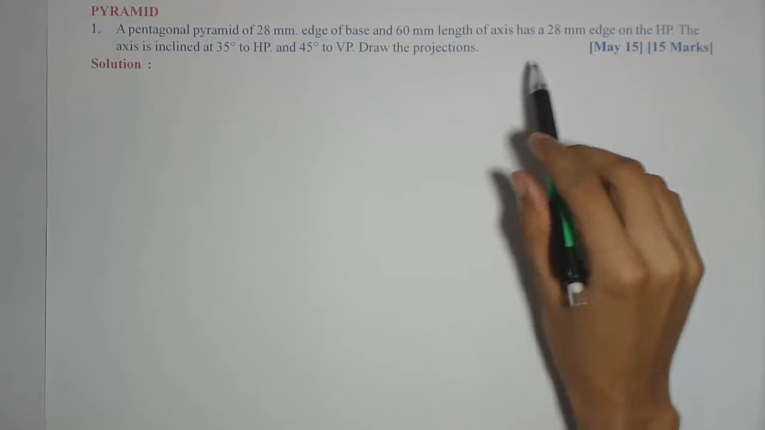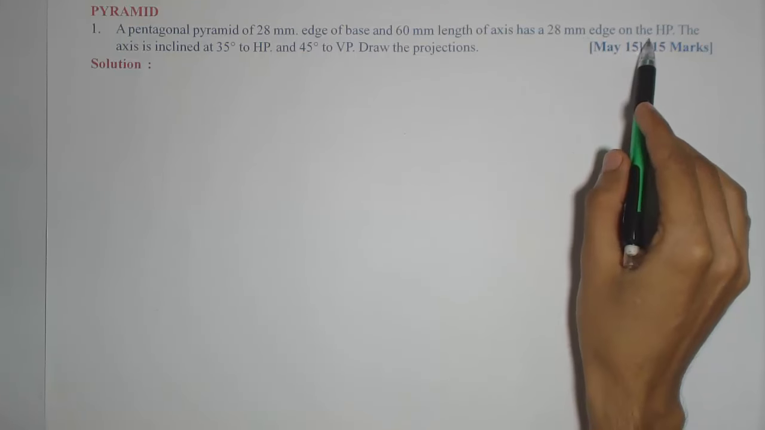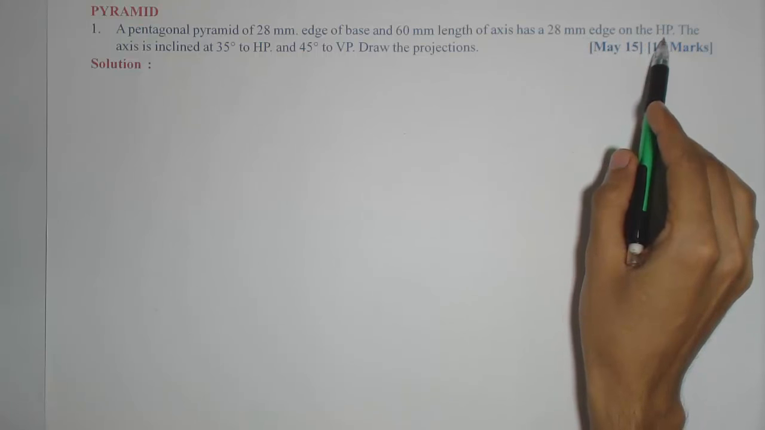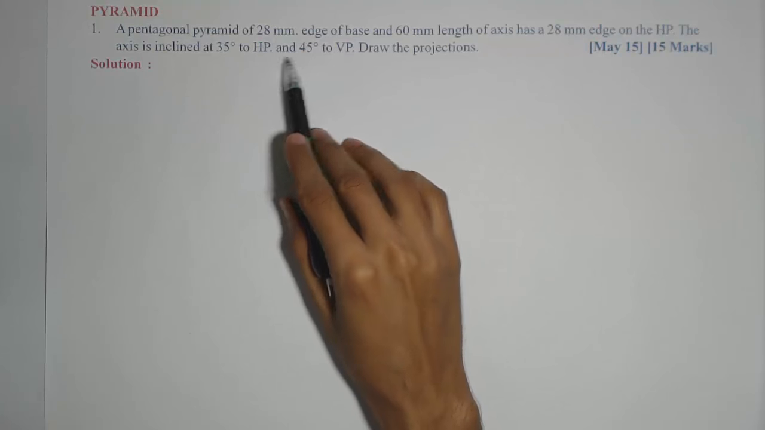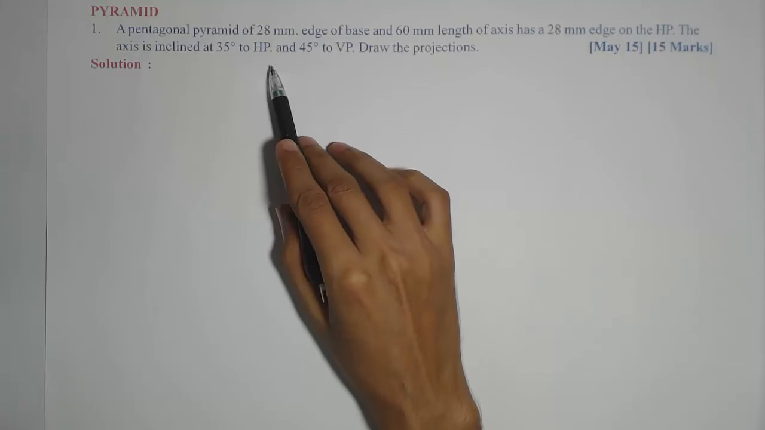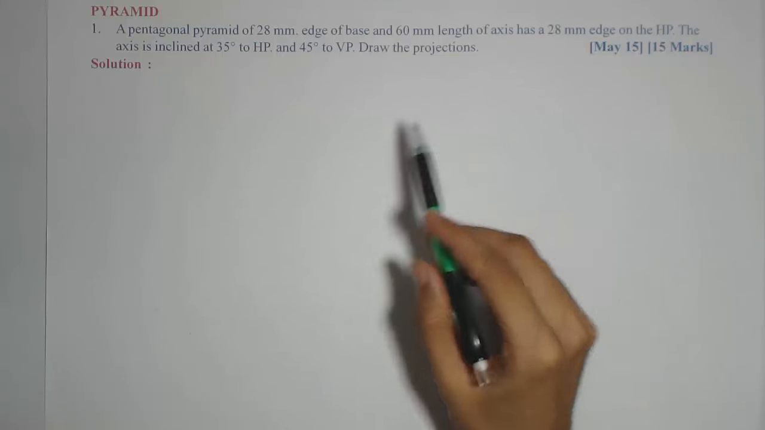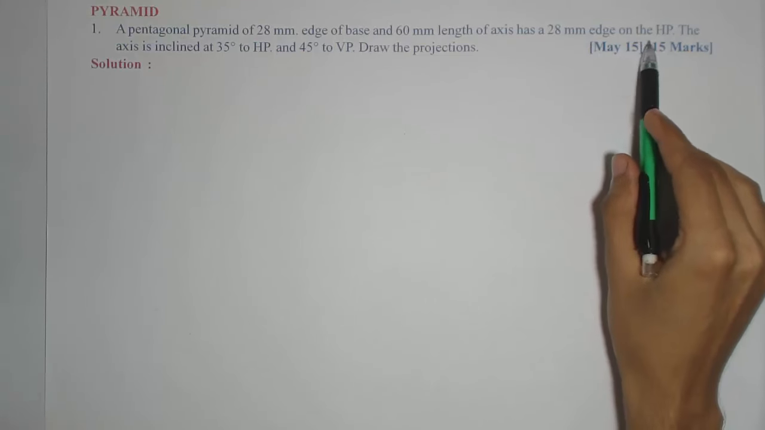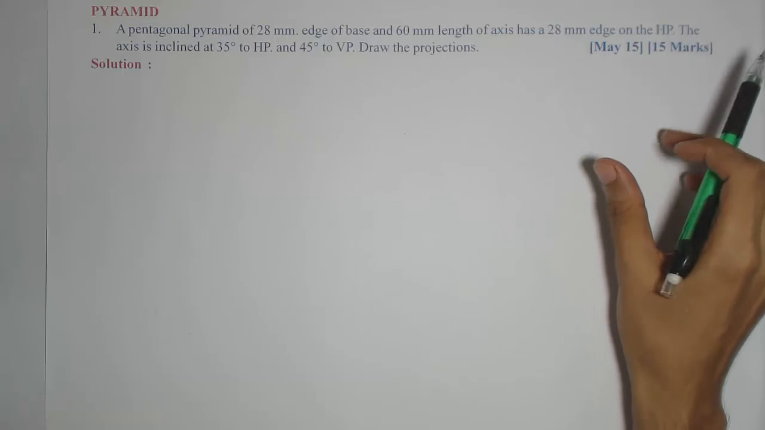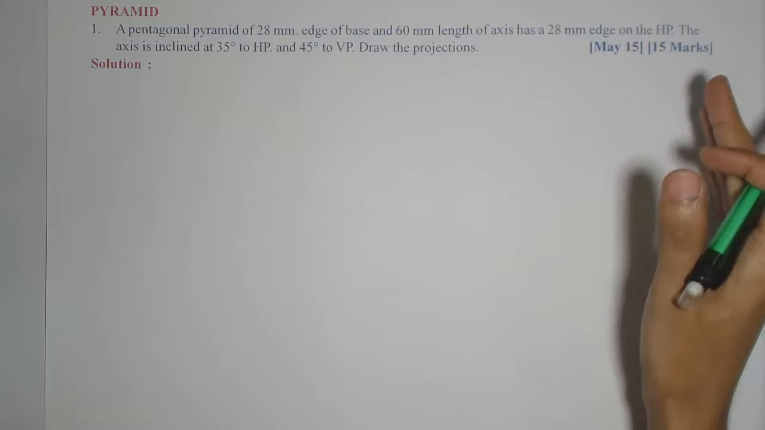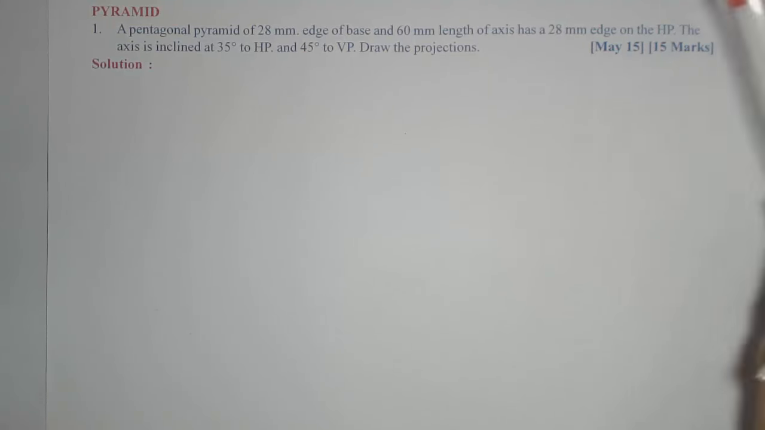Now here one of the base edges of that pentagonal pyramid is kept on the HP. Then the inclinations with both the planes HP as well as VP are given. So one inclination will be used in second stage and the other inclination will be used in third stage. So in first stage, since one of the base edges is on the HP, we'll assume that the entire base is lying on the HP with one of the base edges perpendicular to the XY line and on the right hand side. So we'll start with first stage.